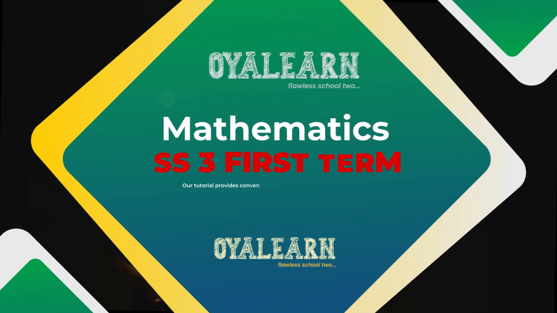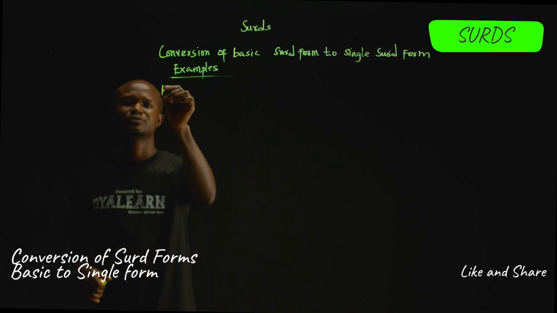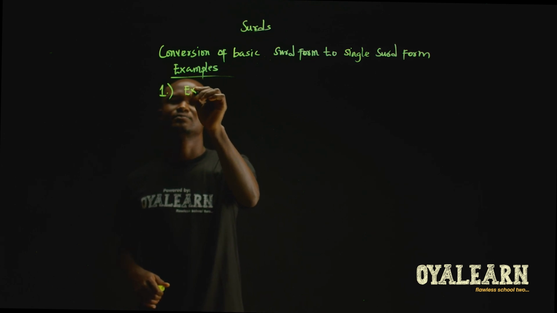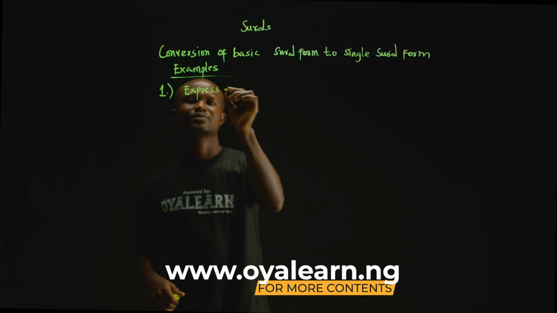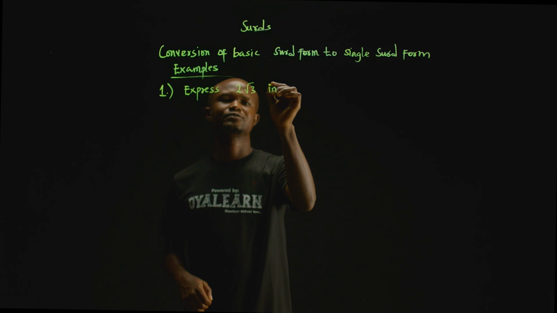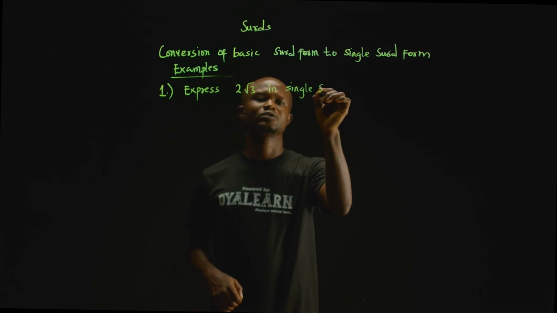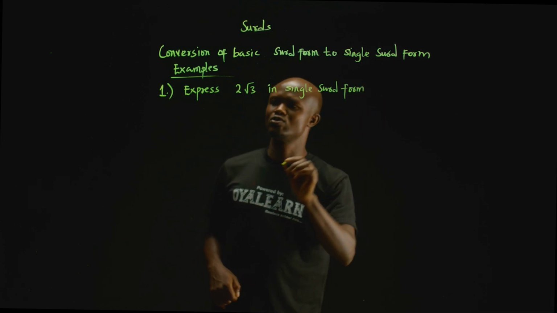Conversion of basic surd form to single surd form. Examples. Express 2√3 in single surd form. Solution.